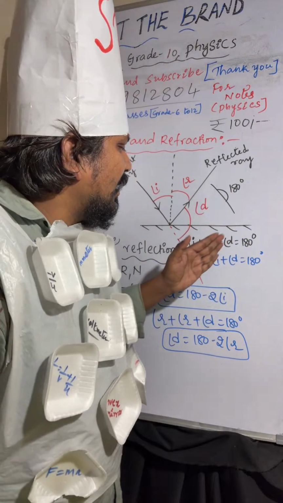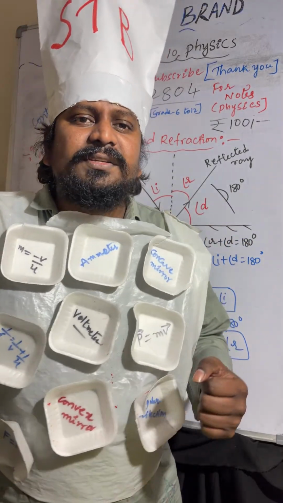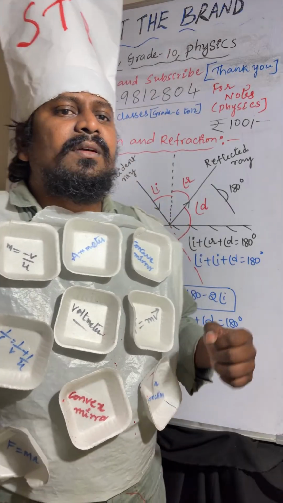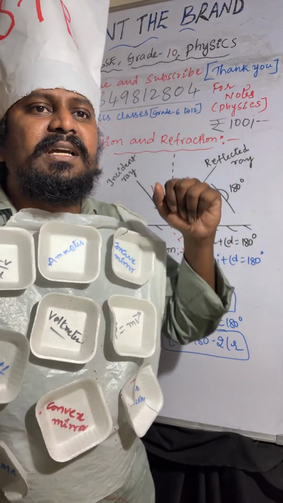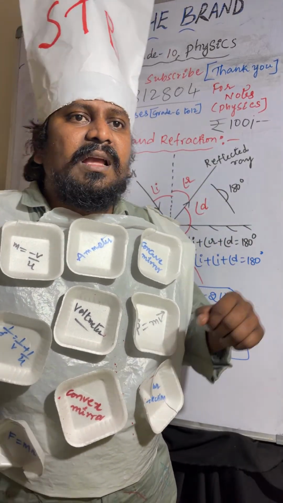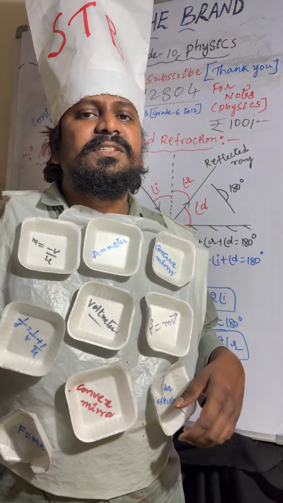And coming to angle of deviation, angle of deviation is equal to 180 minus 2 angle of incidence. Angle of deviation is equal to 180 minus 2 angle of reflection.